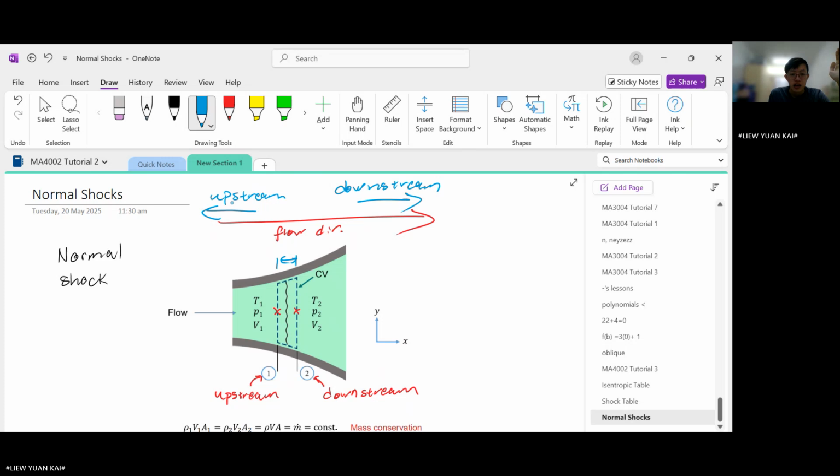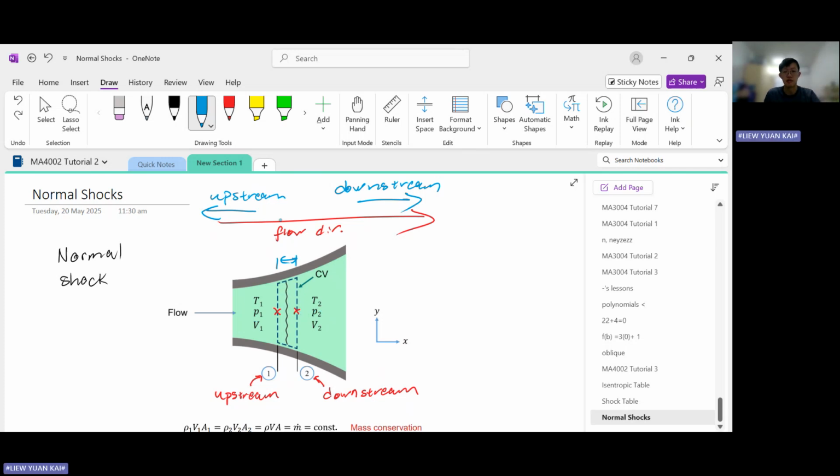Upstream of the shock, there is a set of conditions: temperature, pressure, and speed. Downstream of the shock, there is its own temperature, pressure, and velocity. It's usually the case that pressure 2 is greater than pressure 1.